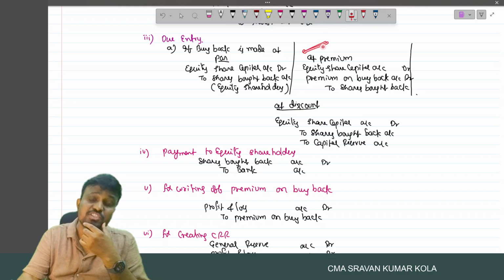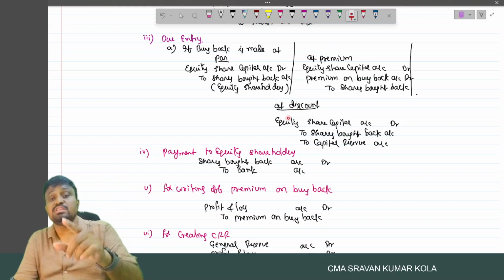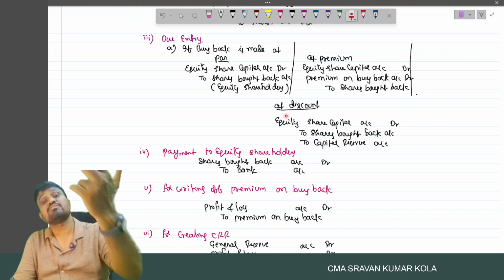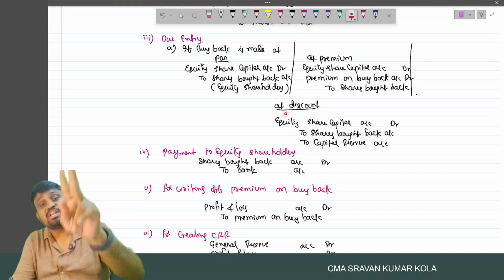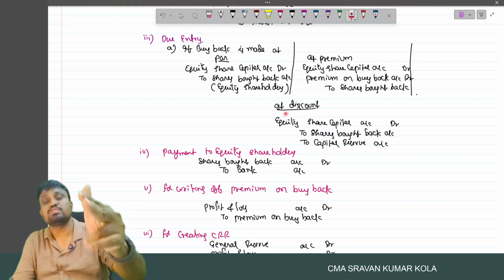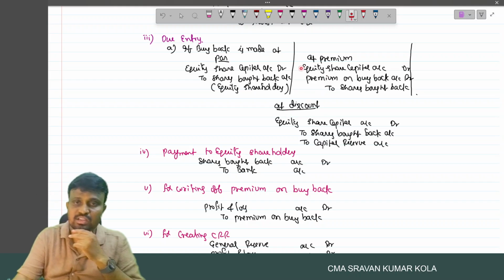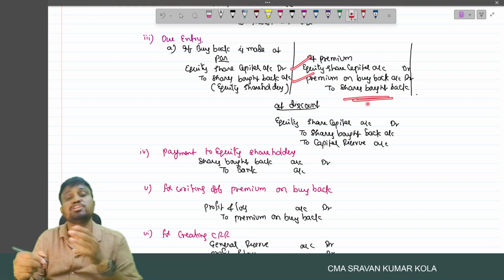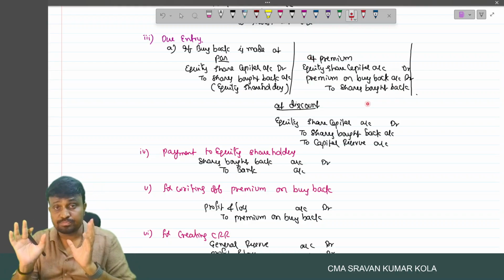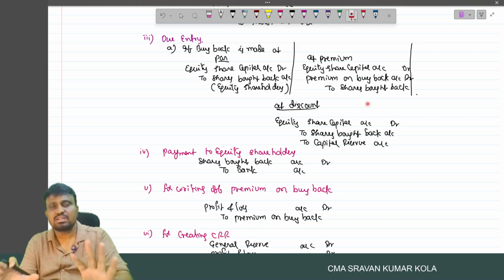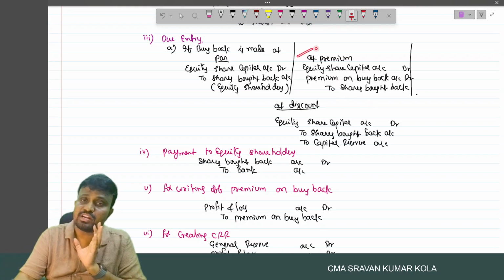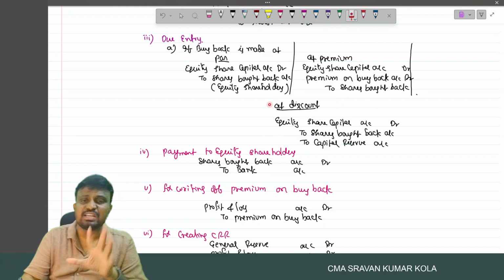For example, if the equity shares are bought back at premium, then remember two amounts we are required to pay to the shareholder. One is par value, another one is premium on buyback, and both we transfer to shares bought back. So we write the entry: equity share capital par value, premium on buyback to equity shares bought back or to equity shareholder. Sometimes practically this is impossible. Generally, buyback is made at premium. So theoretically we have it.